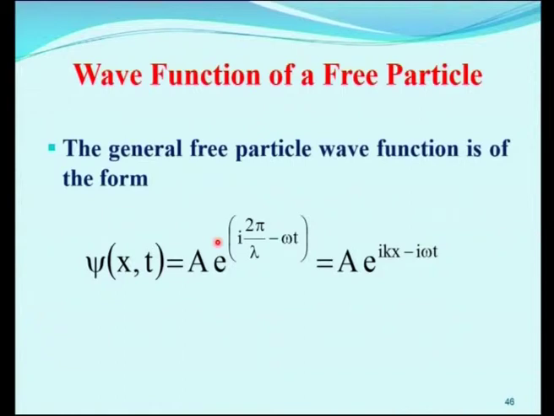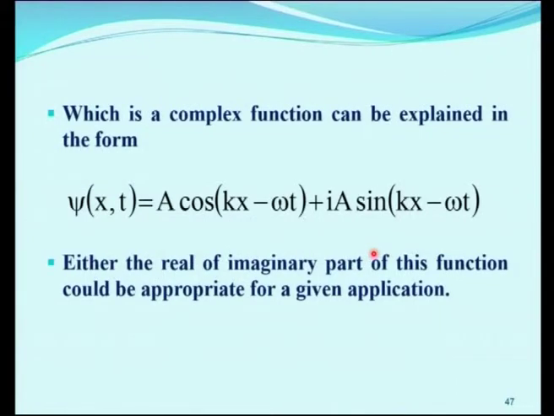The general free particle wave function is of the form psi of x comma t is equal to A e power i 2 pi by lambda x minus omega t, that is equal to A e power i k x minus i omega t, because this 2 pi by lambda we know is the propagation vector k, which is a complex function that can be explained in the form, because we know e power ix is equal to cos x plus i sin x. Similarly, we can expand this equation. So, psi of x comma t is equal to A cos of k x minus omega t minus i A sin of k x minus omega t. Either the real or imaginary part of this function could be appropriate for a given application.